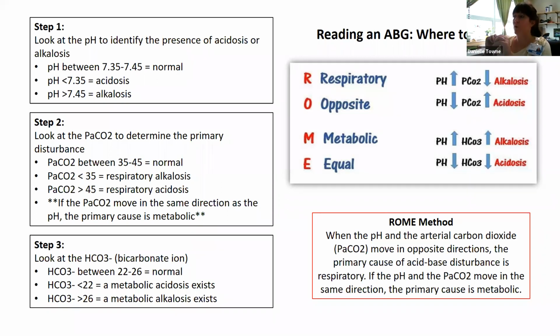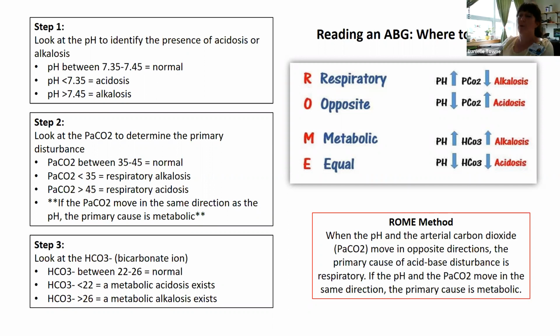So if you're having any type of primary respiratory problem, you're going to see the pH and the PCO2 going in opposite directions. Okay, and that's regardless of whether it's pH down, PCO2 up, or pH up, PCO2 down. They're moving in opposite directions according to these arrows. If it's a metabolic problem, then you've got your pH and your CO2 moving in the same direction, either both going up or both going down.